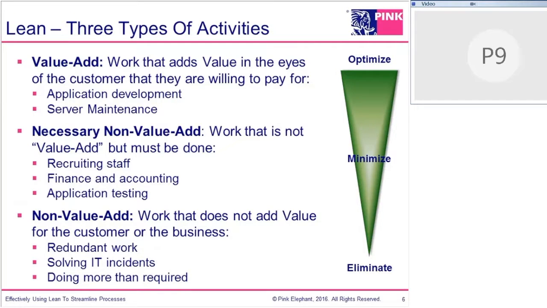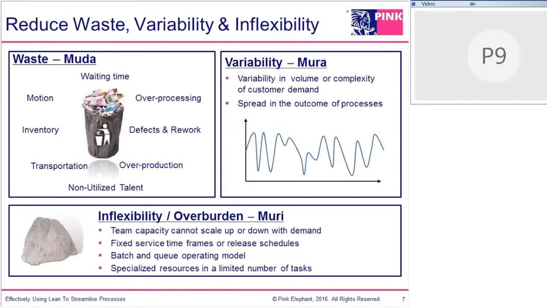Sure it would. Okay, so I just talked about these three types of activities: value add, necessary non-value add, and totally non-value add, or waste. And our goal is to eliminate waste, redundant work, rework, mistakes, eliminate incidents, and eliminate doing more than required. We do that in IT all the time. We try and minimize the amount of necessary non-value add and maximize the amount of value add activity that we do. So what are some examples of waste?